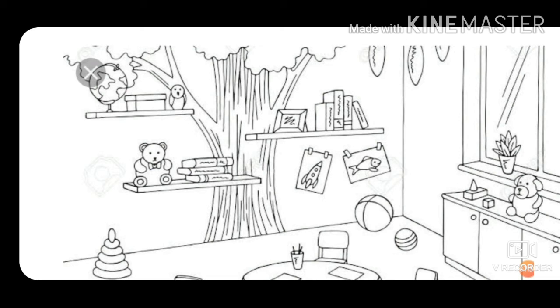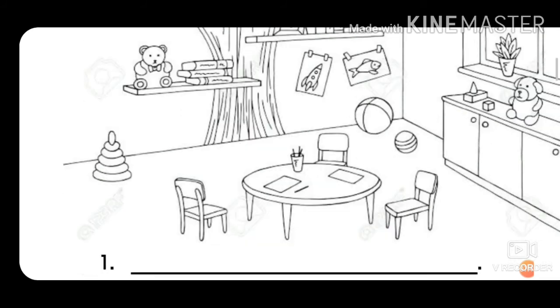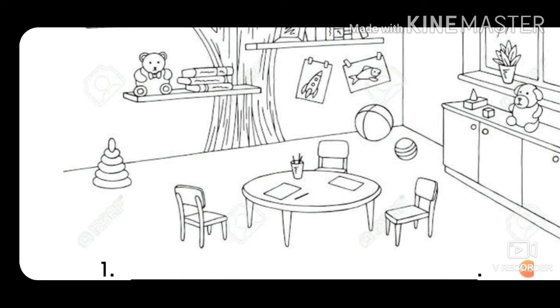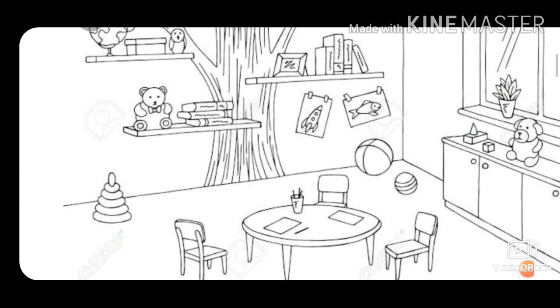Then there are bookshelves with a photograph. Then there's a teddy bear. Then there's a toy, globe, a box, and a tree is painted on the wall. And if you come down to the floor, there is a ball, there is a toy, and near there is a table which is having pencil stand, papers, pencils, and chairs beside the table. So this is the whole picture.